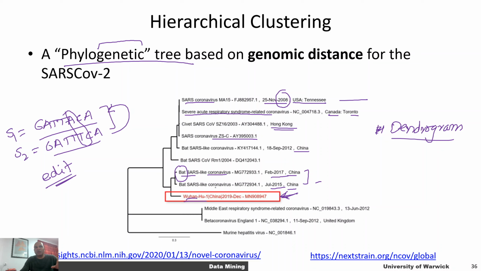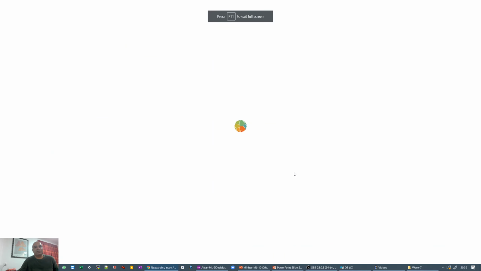But it also allows us to analyze how this virus spread. And I'm going to show you another dendrogram of how this virus has spread throughout the globe. This is an application of hierarchical clustering to the coronavirus. Okay, so I'm waiting for the website to load up.